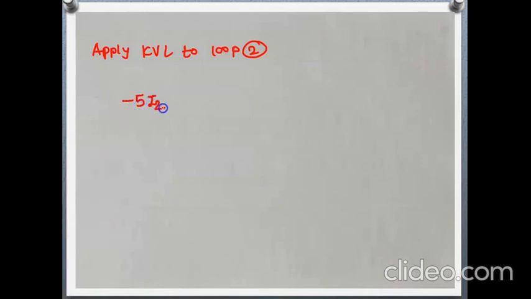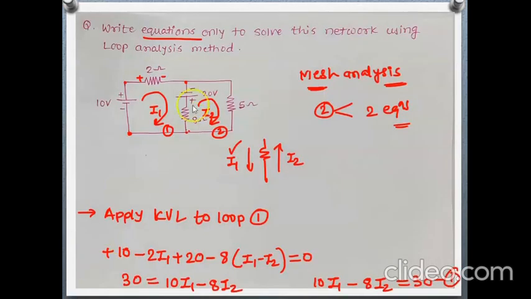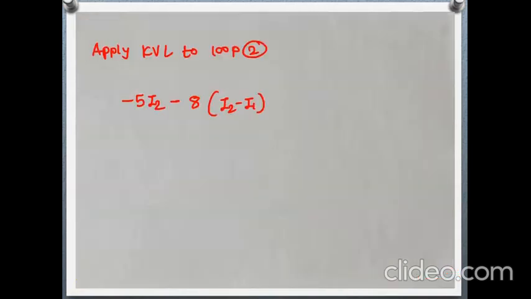So minus 5I2, then minus 8 times I2 minus I1, and this is the voltage source. We are moving in this direction, so positive to negative, negative 20 volt equals 0. Solve it: minus 5I2, minus 8I2 plus 8I1, minus 20 equals 0.